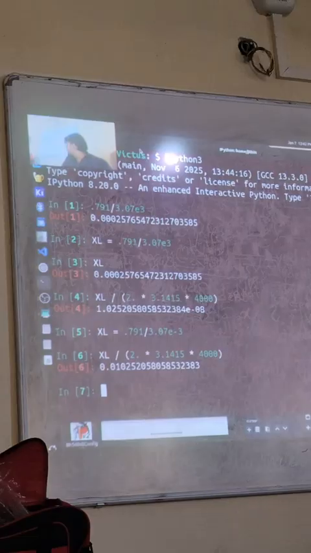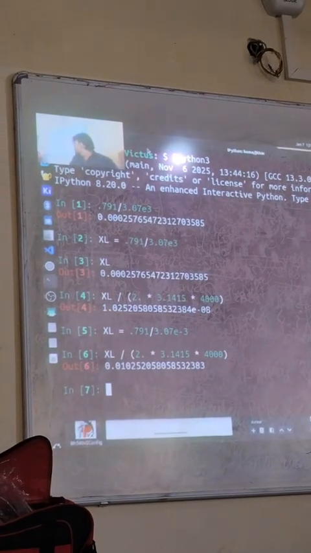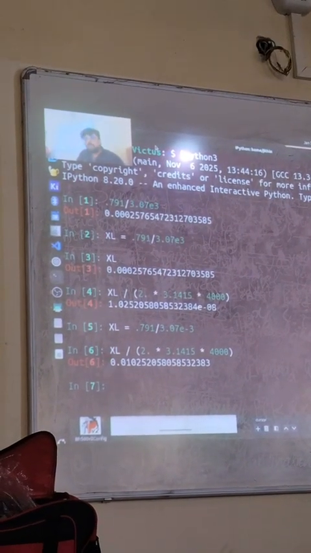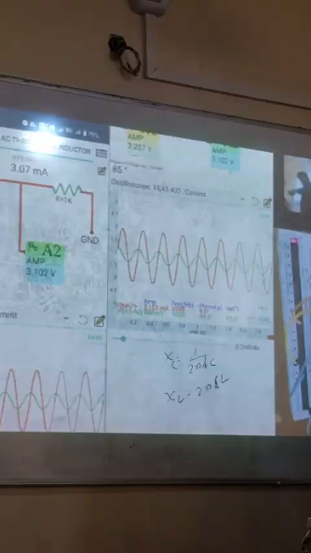So XL by this is 0.010, which is 10 millihenry. So the inductor that you have is 10 millihenry.